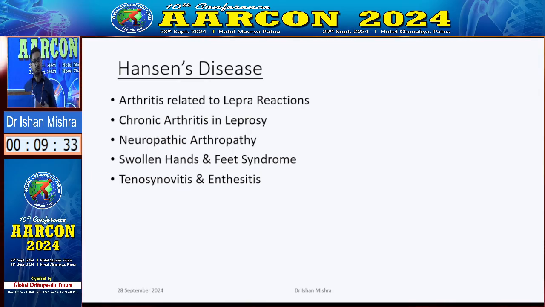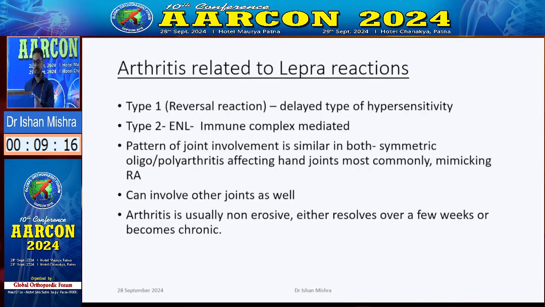Manish sir is not here, but it's his favorite, Hansen's disease. It can also give some presentations of polyarthritis, especially during lepra reactions. There can be chronic arthritis in leprosy. Also, neuropathic arthropathy, there are swollen hand and feet syndromes. All these have been described. Arthritis related to lepra reactions usually happens in type 1 and type 2 reactions, and it can be symmetric, it can be oligoarticular, it can be polyarthritis as well.